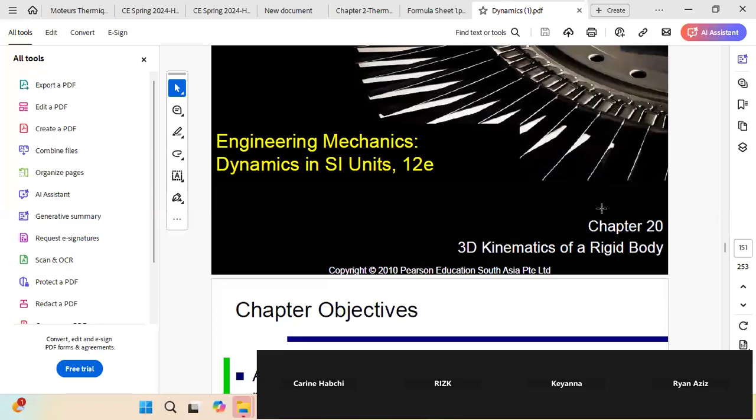Hello, so we'll continue with chapter 20. Chapter 20 will be on 3D kinematics of a rigid body. It will be similar to chapter 16, but in chapter 16 we considered 2D cases. Now we'll consider the most general 3D motion.